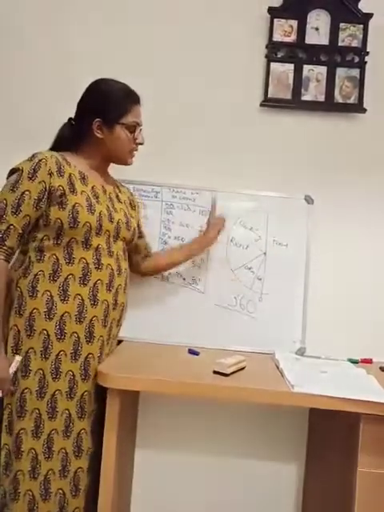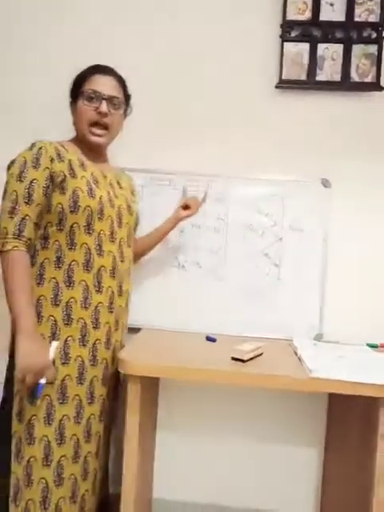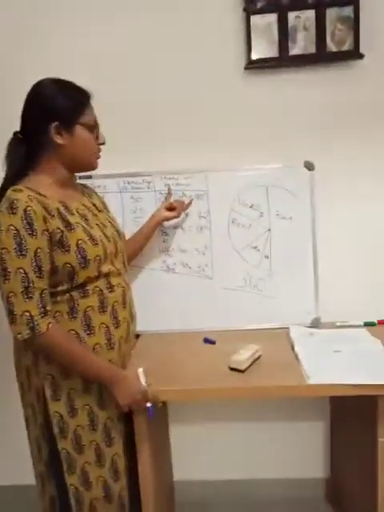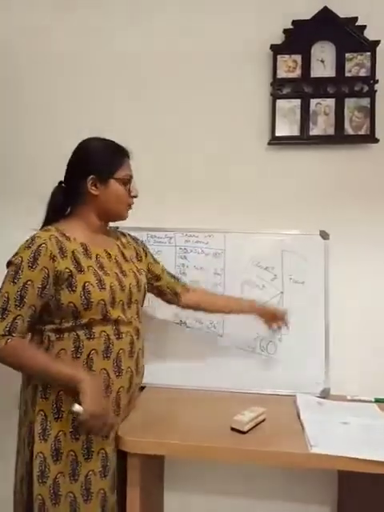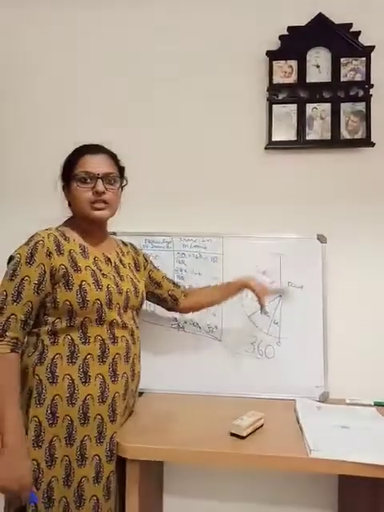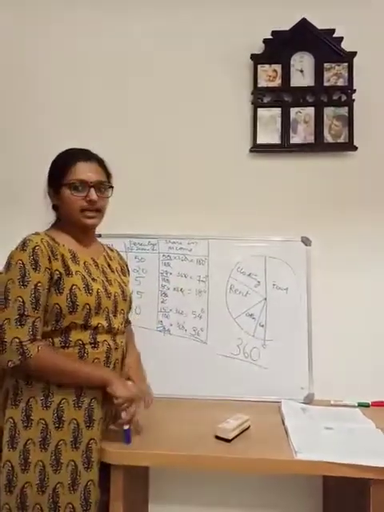In a single circle, all the values you are getting will be in percentage, and that percentage you will convert into a share of 360. So 360 is a full circle. You will divide the whole circle according to the given data. Okay, this is how you represent a pie diagram.